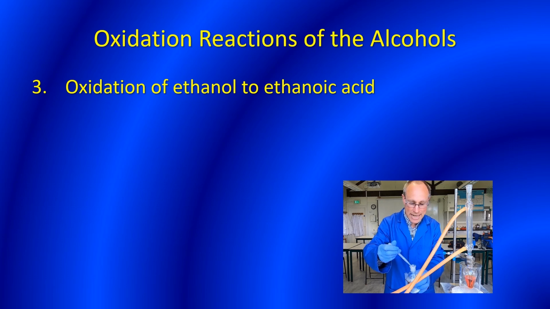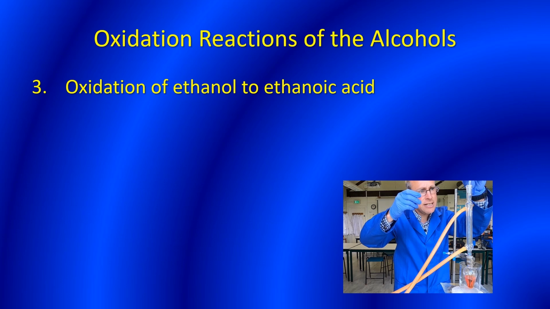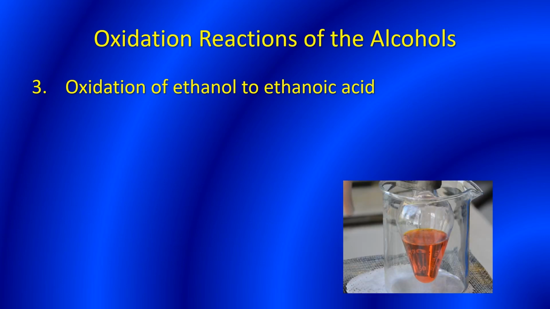The flask contains a mixture of acidified potassium dichromate, and we add some ethanol into that flask. As the ethanol hits the potassium dichromate, the reaction starts to happen. There's a colour change. The potassium dichromate changes from orange to green. The reaction gives out a lot of heat and causes the mixture to boil. Eventually the whole of the mixture turns green as the ethanol oxidizes to ethanoic acid.